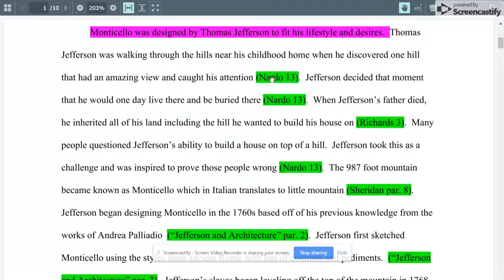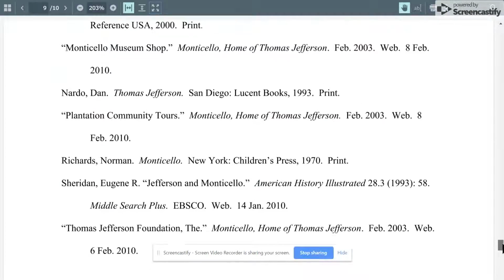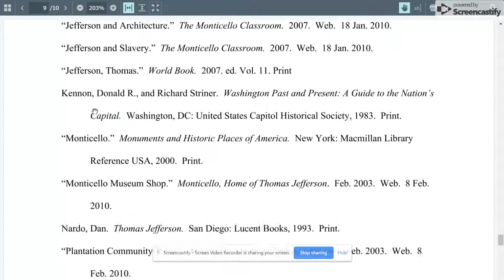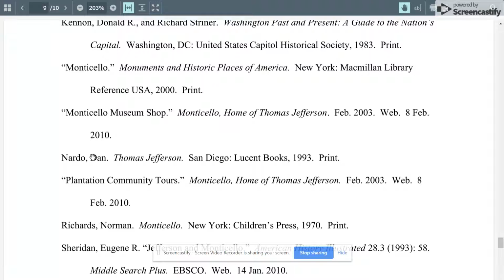That tells me that she is using the author, Nardo, and it came from page 13 of what's apparently his book. So we're going to look at that, and we're going to scroll way back down to here, and we're going to find Nardo. We scan down through. There's early alphabet. We go down to the ends in the alphabet, and there is Nardo. So we know she used that source.